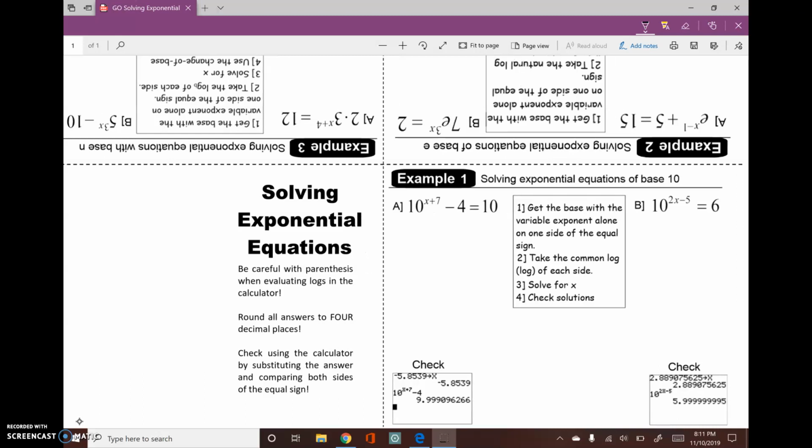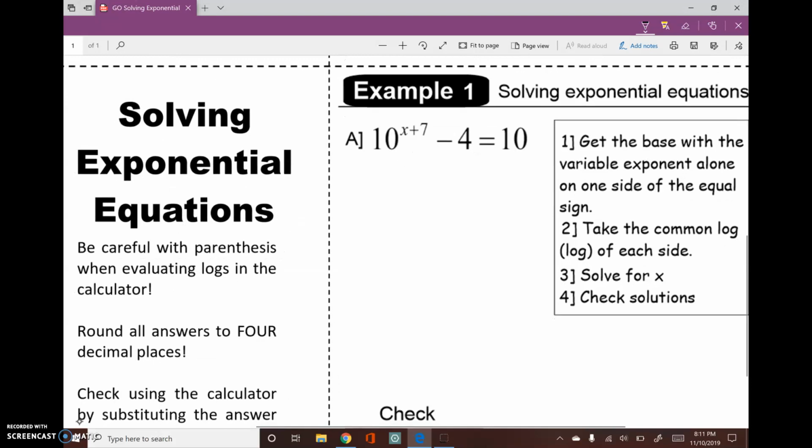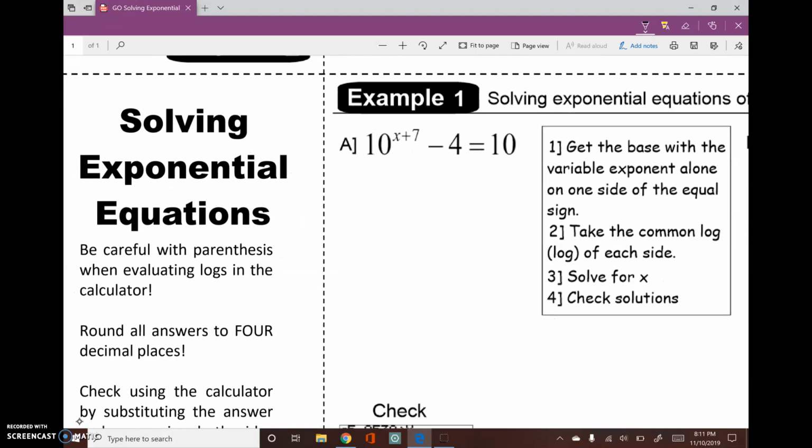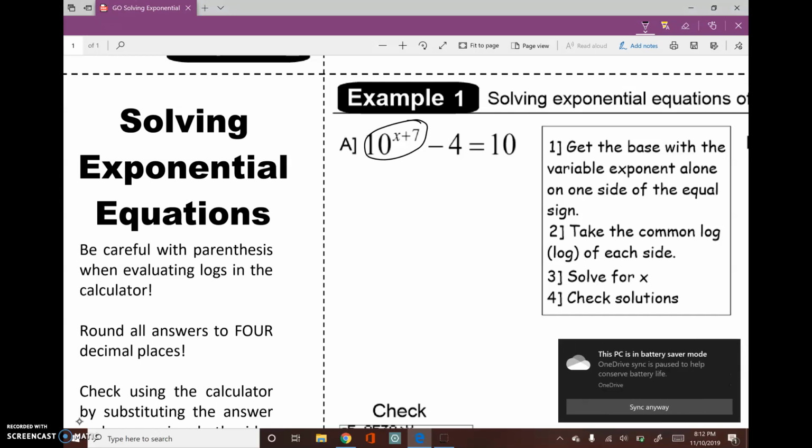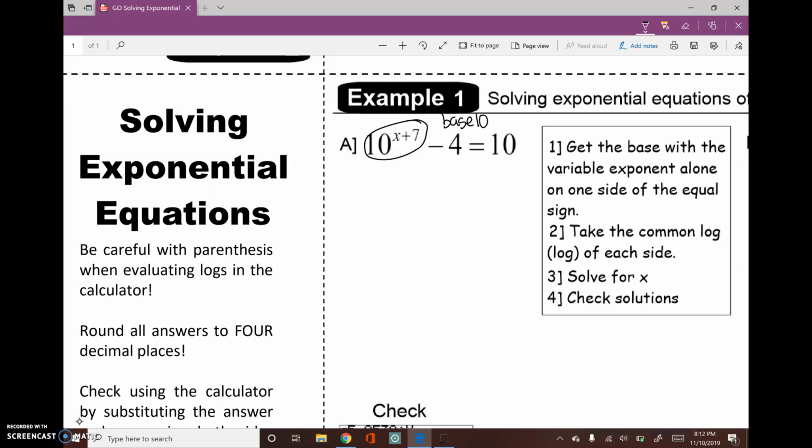We're going to start with an exponential equation with base 10. I know that the base is 10 because next to it, it has the exponent. So then I have a base of 10. The idea is to get the base by itself. So I am going to add 4 to both sides.